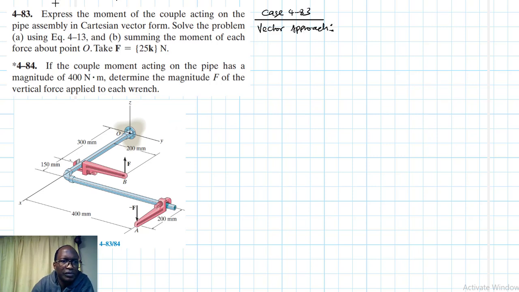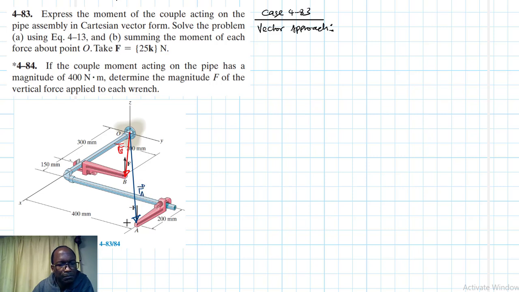Right, so for the vector approach, we need the lever arms, from the point where we want the moment to the line of action of the force, like so. So we have one there, we have another one there. All right, okay, then let's call this force here. Okay, so this arm is our RB, okay, and then this arm is our RA.